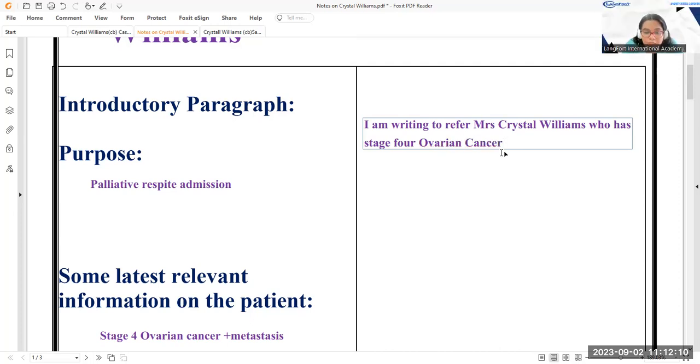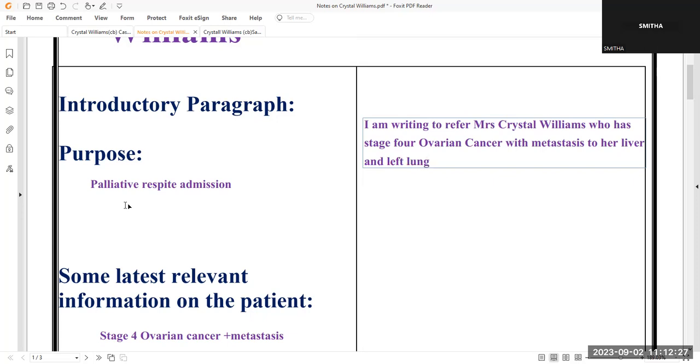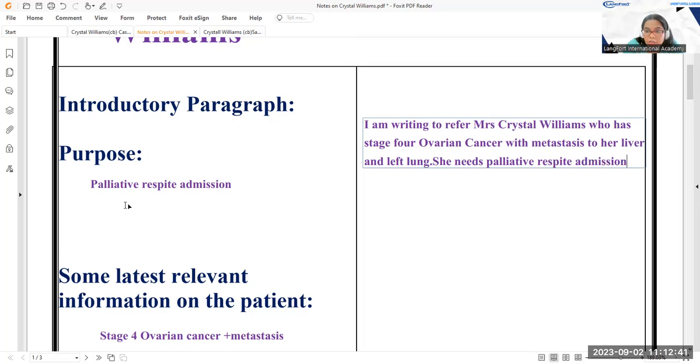Stage 4 ovarian cancer. Don't say metastasized. You can say with metastasis to her liver and left lung, if I'm not wrong. So I mentioned the diagnosis, full stop. Then I can say she will need, whichever you like, she needs palliative respite admission. If you want, you can write at your facility. That is completely okay.